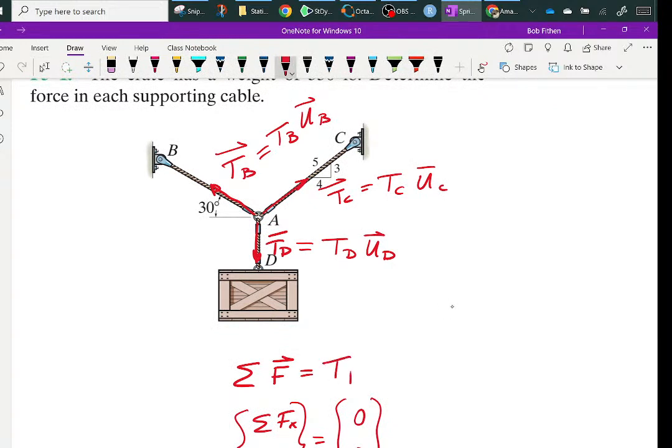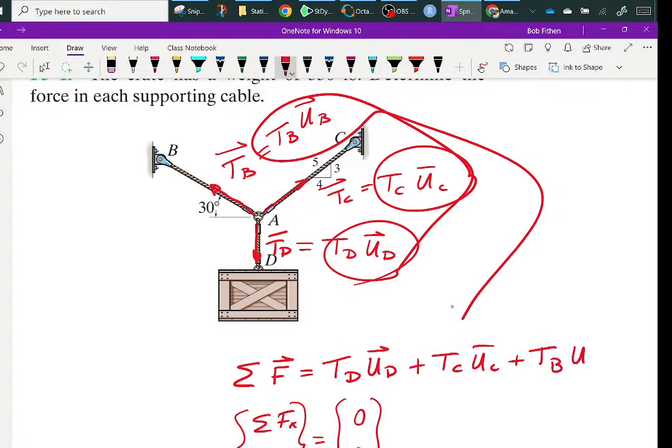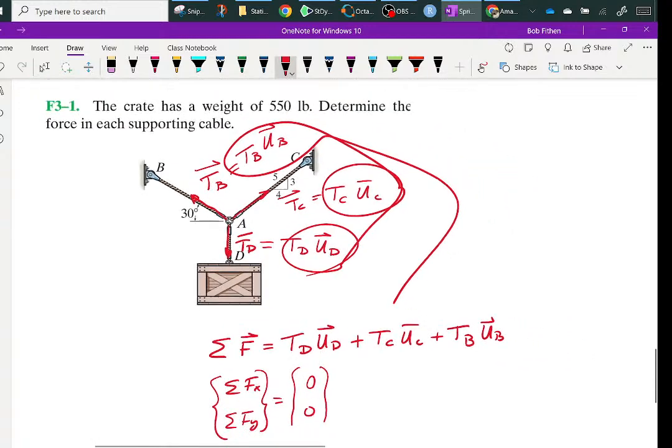What I'll do is I'll say TD UD. I'll take this one, then I'll add that one, and then I'll add this one, and I'll just put them down. Plus TC UC plus TB UB. Does that all make sense so far? I'm just writing. So if there were more of them, you'd write TE, UE, on and on, as many as you got. Usually in 2D, you're not going to have more than 3. And we'll explain why later.